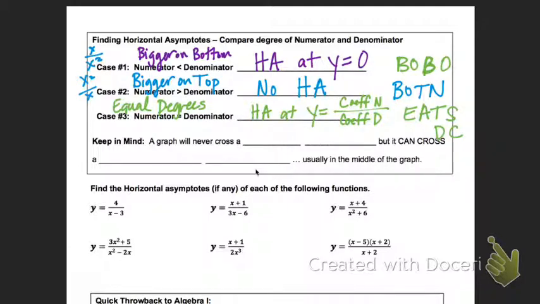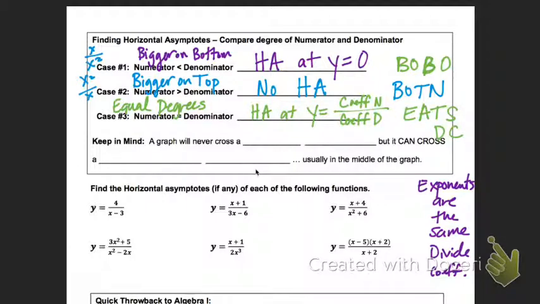Probably you won't remember this next year. Bobo Bodden, eats DC. Bob zero. If you want to remember the eats DC: exponents are the same, divide coefficients. If you want to write that down.